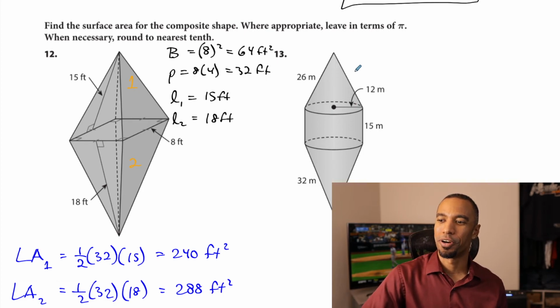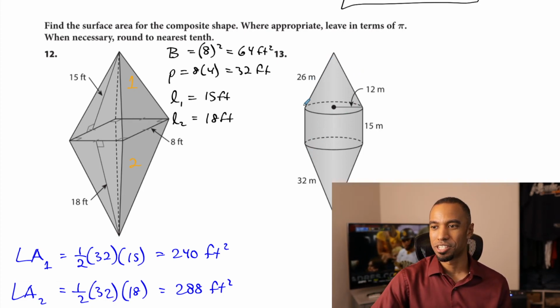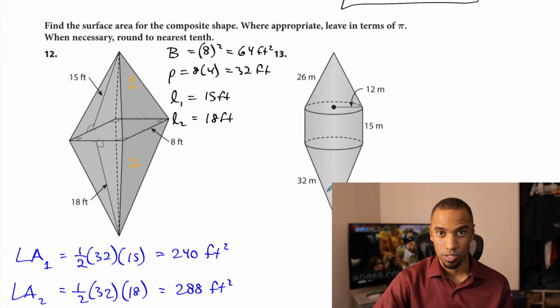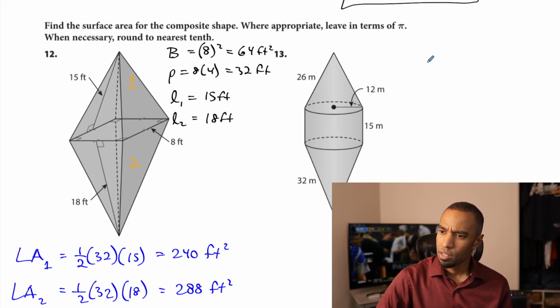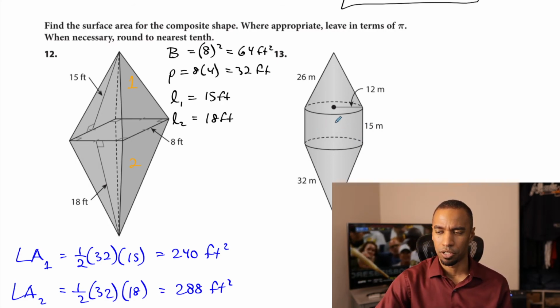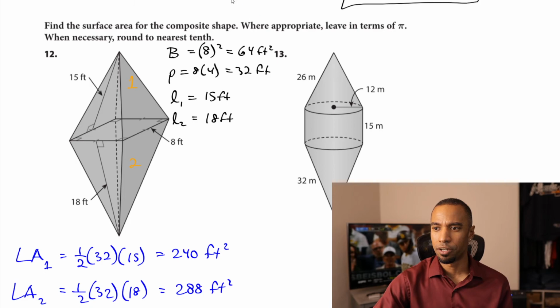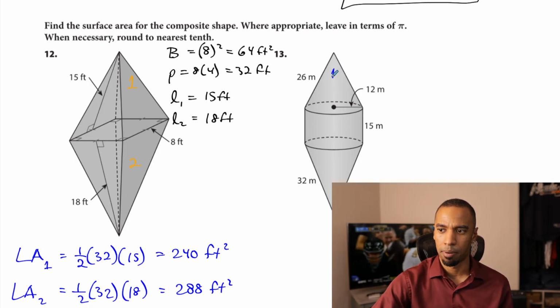All right, number 13. These are, once again, slant heights of these cones. These are cones. That's a cylinder right there. We got a radius of 12. Do we have to use radius for any of this? Oh, we do for the cylinder right there. All right, we got 3 figures. They are not congruent on top and bottom. So I got figure 1, figure 2, figure 3.